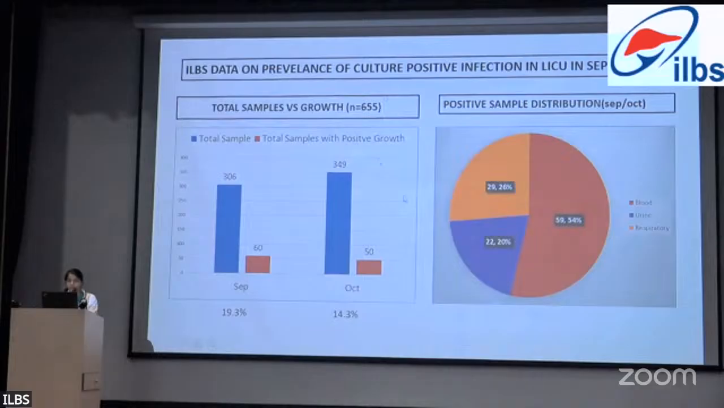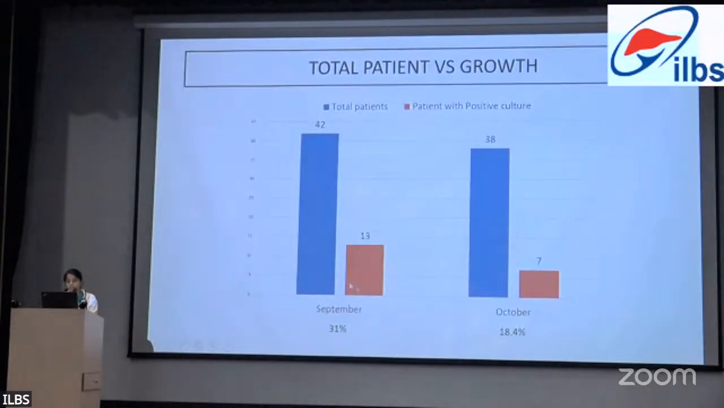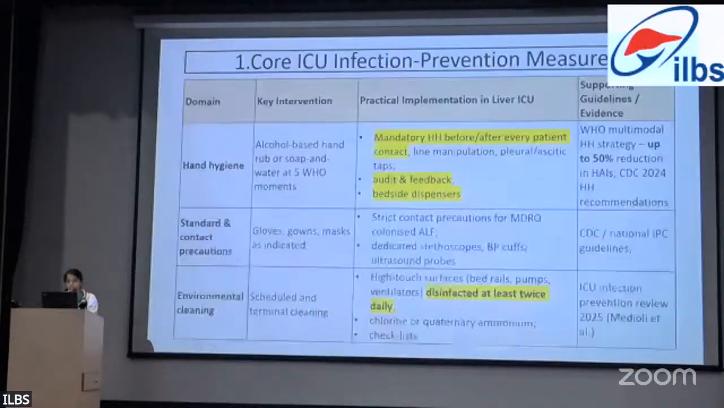This is not ALF-specific data, but ILBS data on positive growth that is seen in samples. So about 19.3% in September and 14.3% in October. And when we talk about blood samples, it is 54% positive samples, 26% in respiratory samples, and 20% in urine samples. And out of the total patients who were admitted, 31% had infections, and 18.4% in October.